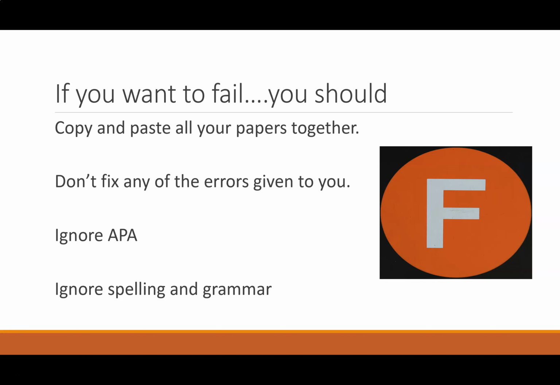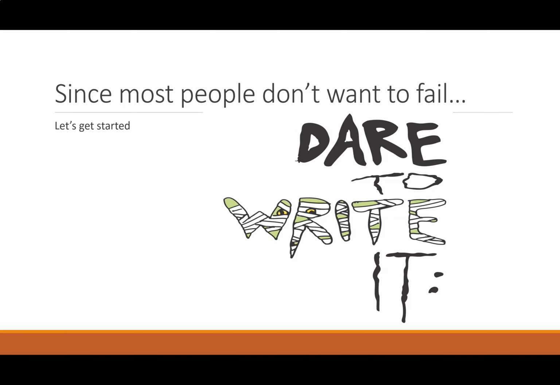The second item is, if you want to fail, you should ignore all the feedback given to you and not fix any errors that have been addressed. Another way to fail is to ignore APA. All the feedback that you've gotten on APA, just ignore it and keep doing it the wrong way, and that will also possibly cause you to fail. And another way to fail is to ignore all the spelling and grammar errors that you've made and not correct them. Since most people don't want to fail, I encourage you to take care of all the items that have been addressed on the prior slide. And then let's get started.